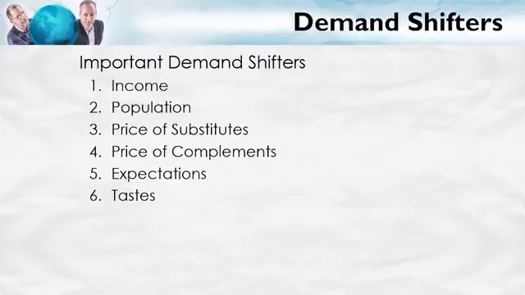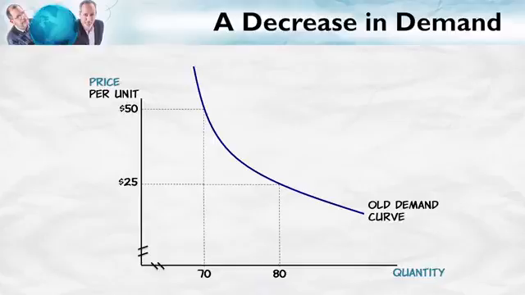How about some other factors which might shift demand curves? Well, there are prices of substitutes, prices of complements, expectations, and changes in taste. These are all a little bit trickier, but I'll go through them all in a moment. I just wanted for now to give you a sense of some of the other things which might also shift market demand.